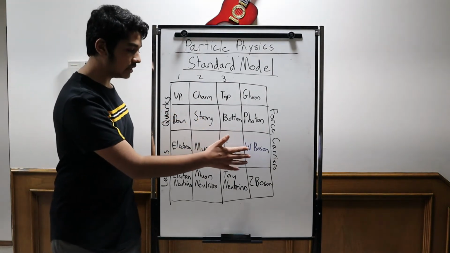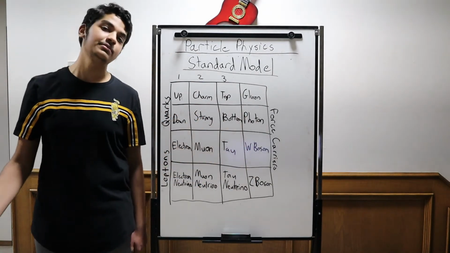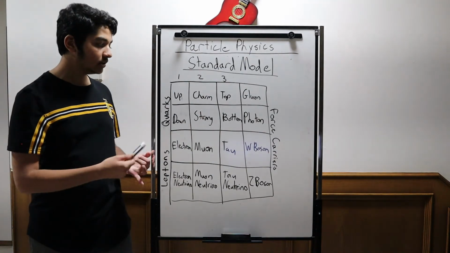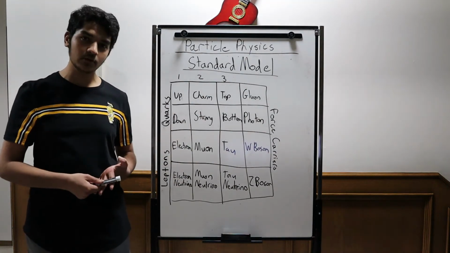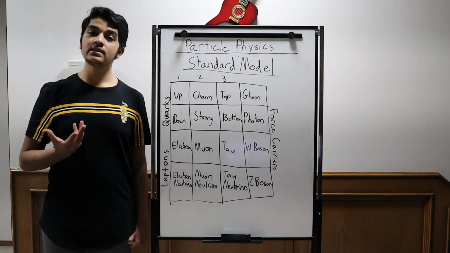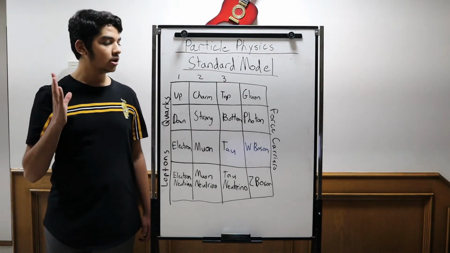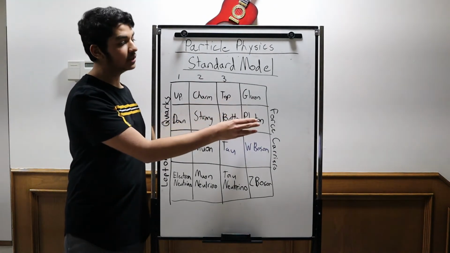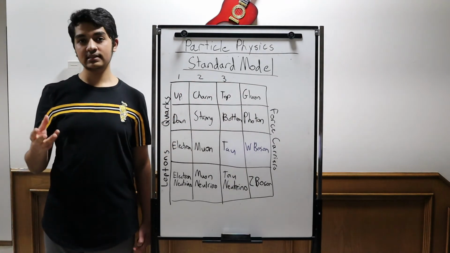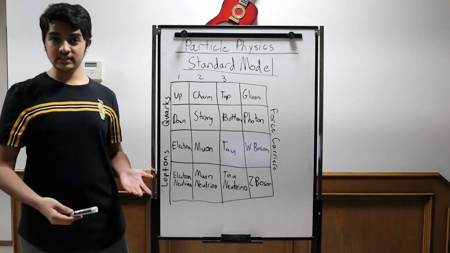And then all the way here are the force carriers, as we discussed before, which are the gluon, the photon, the W boson, and the Z boson. And those carry the four fundamental forces of the universe. Notice that we don't have the graviton on here yet, and that's because it's still a hypothetical particle. We haven't discovered it yet.